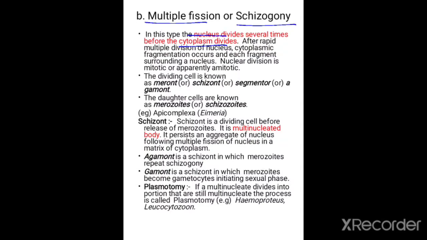And now let us come to the dividing cells. The parent cell which is undergoing the multiple fission is known as meront or zygont or agamete or gamete, and the daughter cells which are produced from the dividing cells are known as merozoites or zygozoites. Now let us discuss what is a zygont. A zygont is the dividing cell before the release of merozoites. Merozoites are the daughter cells, and it is a multinucleated body. It persists as an aggregate of nuclei following the multiple fission of the nucleus in the matrix of cytoplasm.